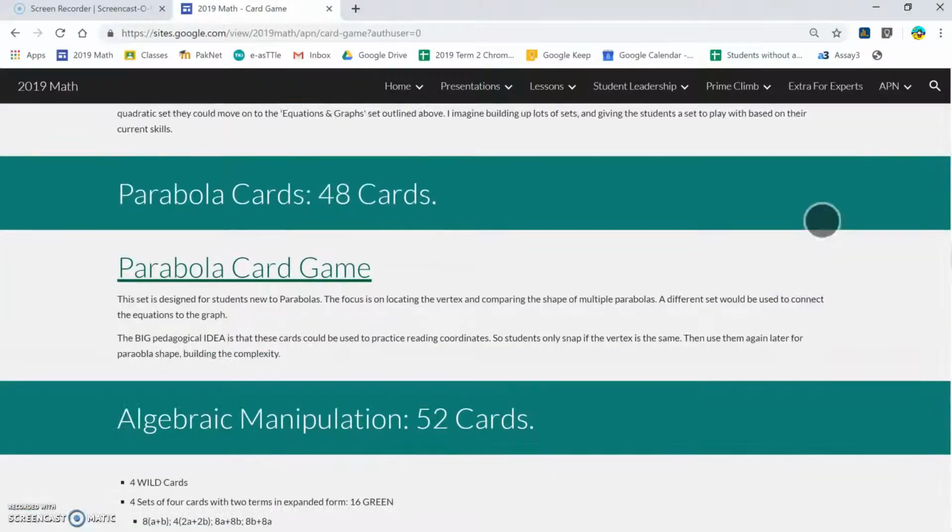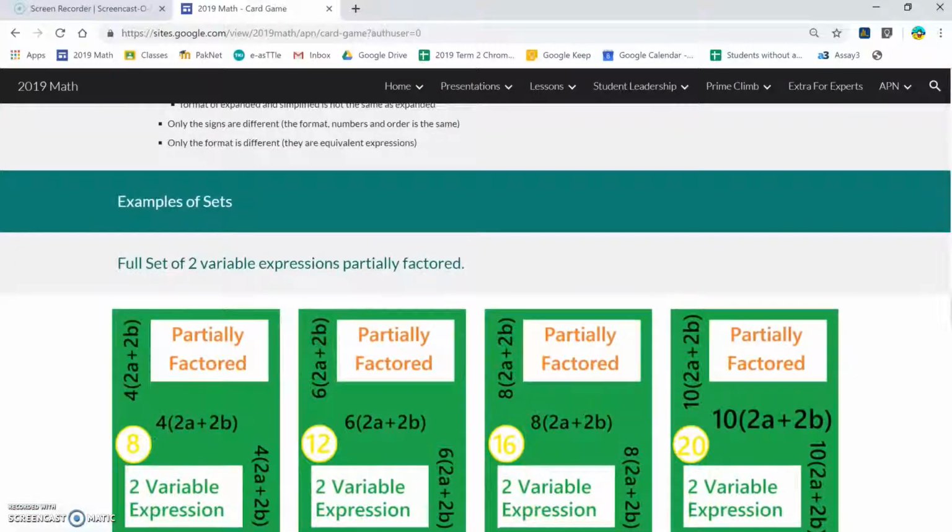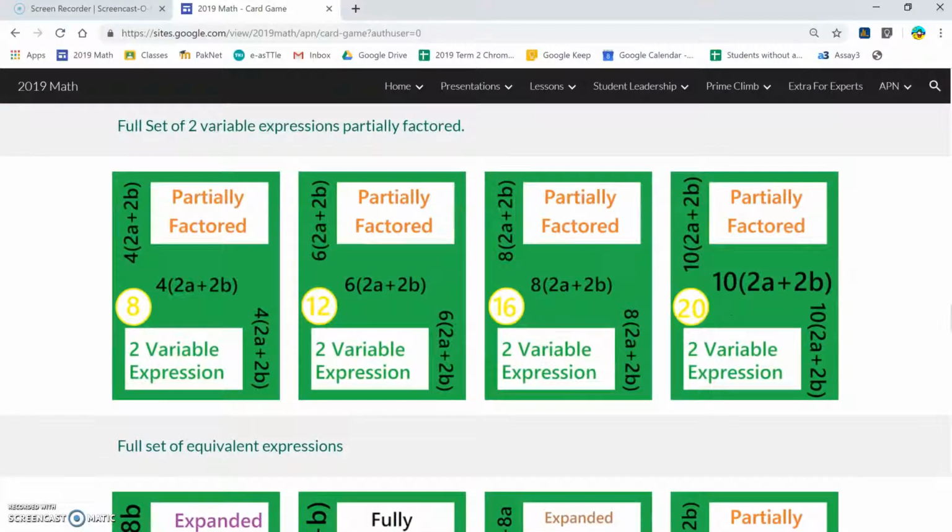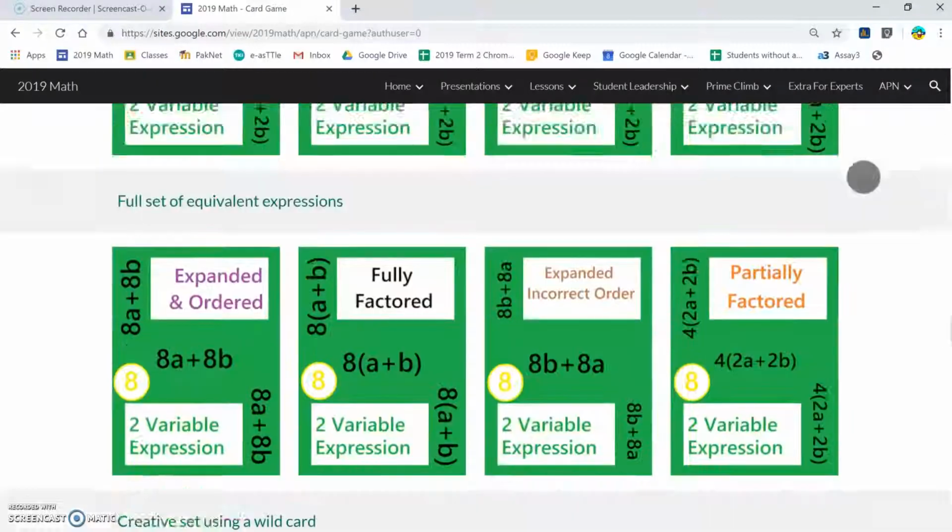And so let's have a look at what's down here. All right. So this here is a full set of partially factored two variable expressions. And they're all different, right? So here you have 4 times 2 is 8, so that's 8a plus 8b would be an equivalent expression. Then we've got the 12, the 16 and the 20. But we're looking for two things the same to make a set because there's no two cards the same.